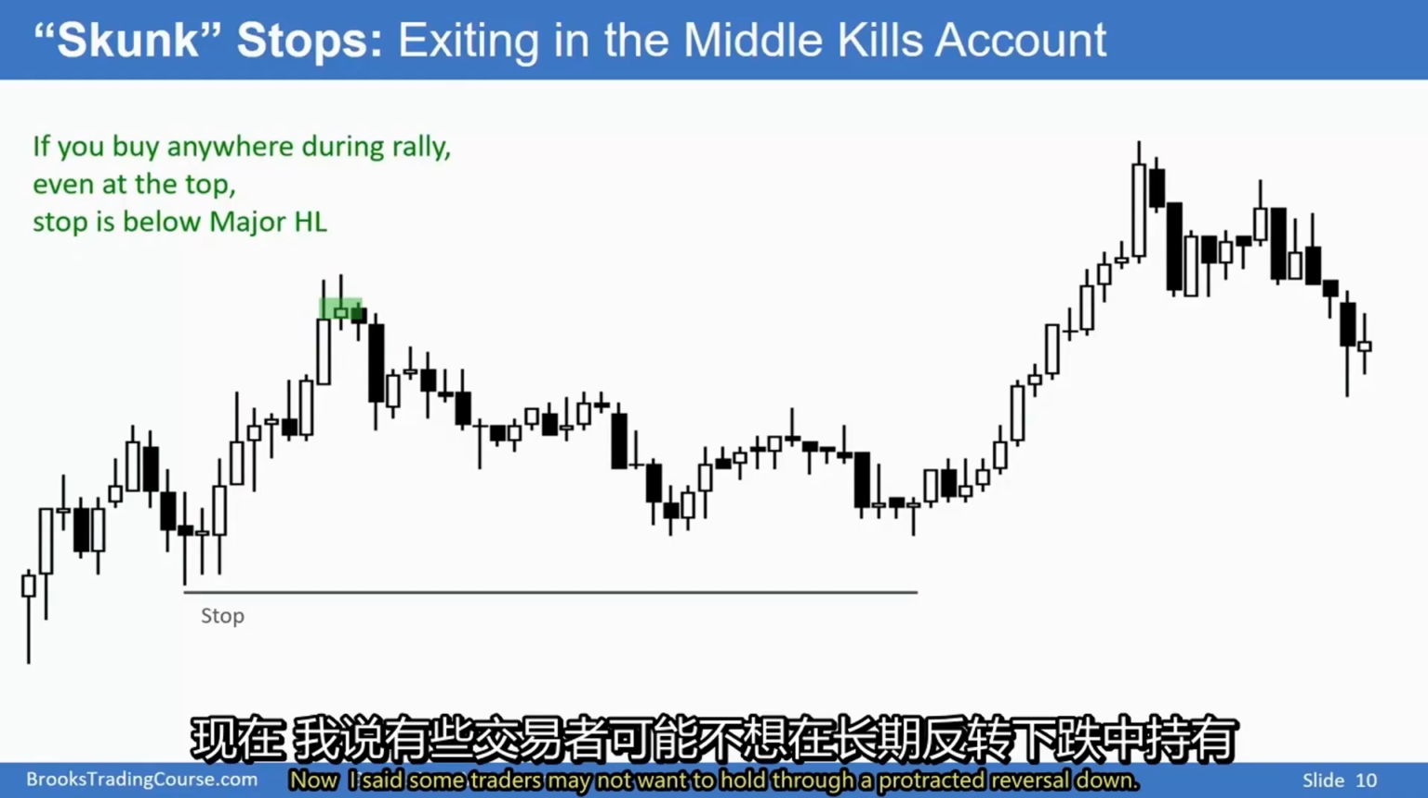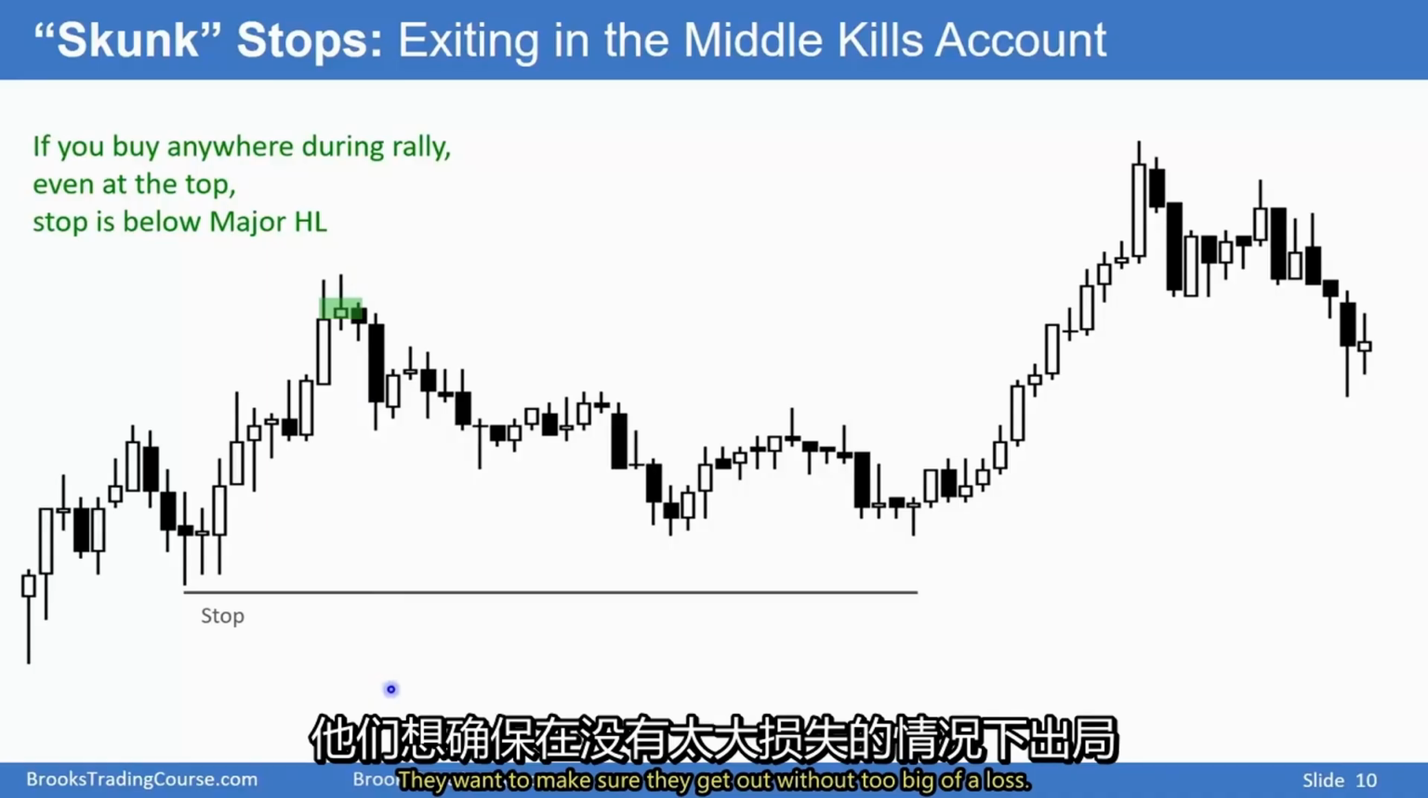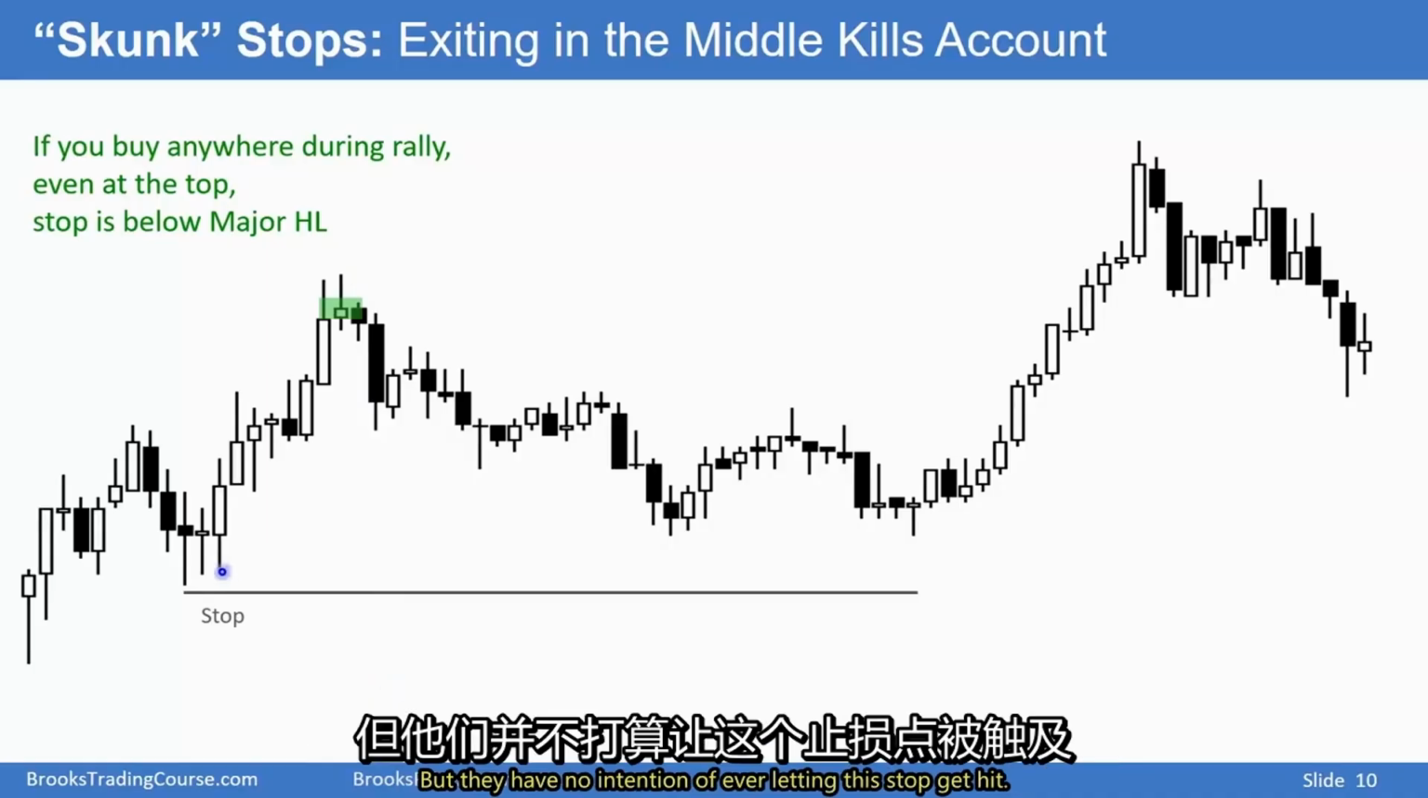Now, I said some traders may not want to hold through a protracted reversal down. In other words, they put this as a catastrophic stop in case the market just collapses. They want to make sure they get out without too big of a loss, but they have no intention of ever letting this stop get hit.